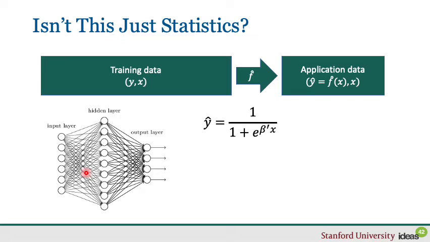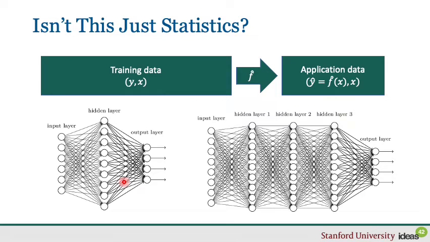Now, in practice, we don't just use logits of logits. We actually use many, many, often more than 10 such layers. So as we move from simple neural networks to deep learning, we add more and more layers. And so in this example, my prediction would be something like a logit of a logit of a logit of my input variables.